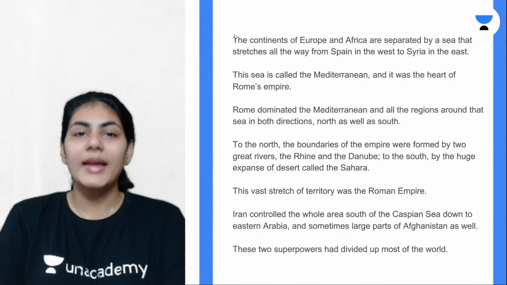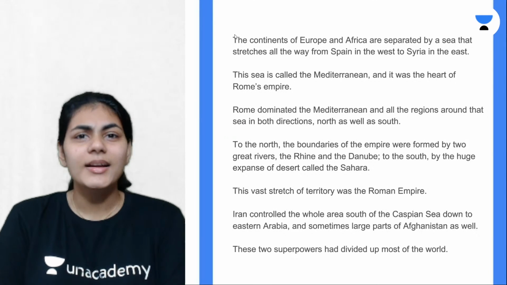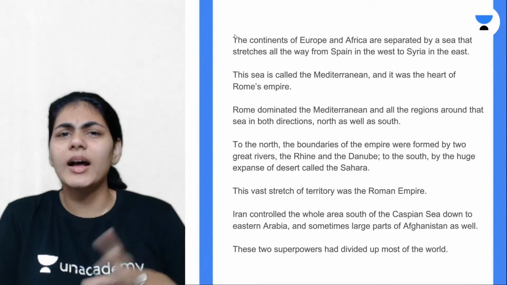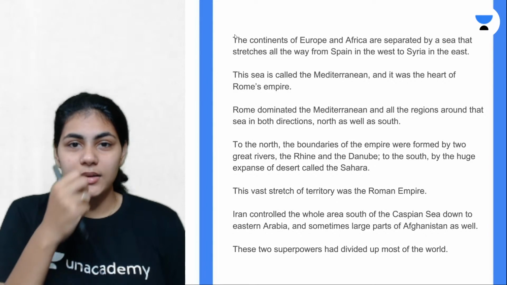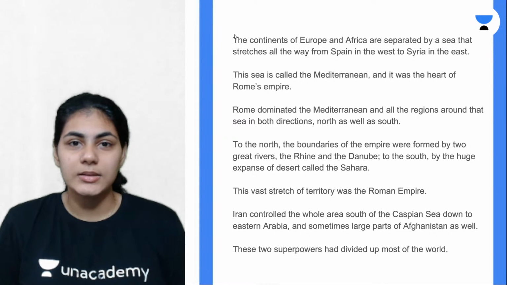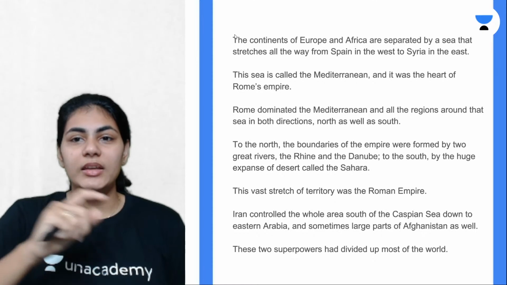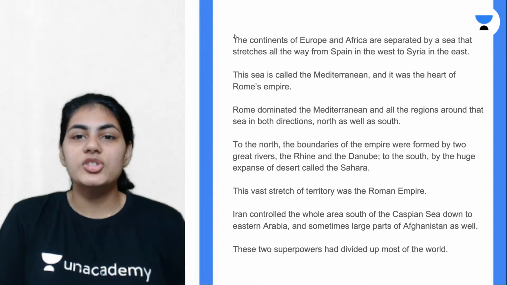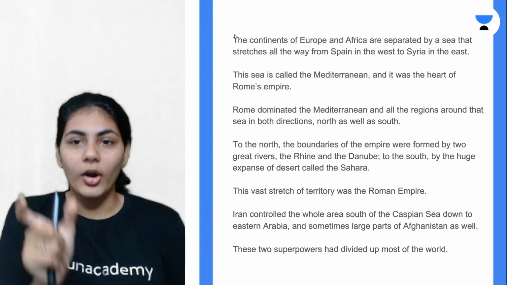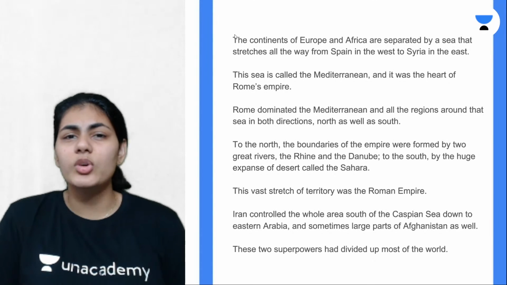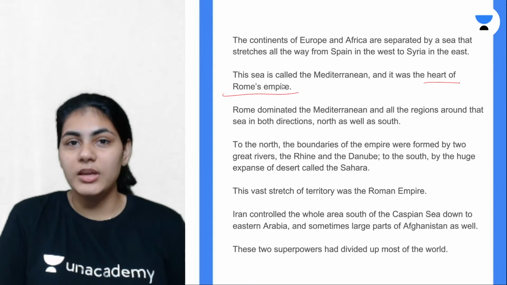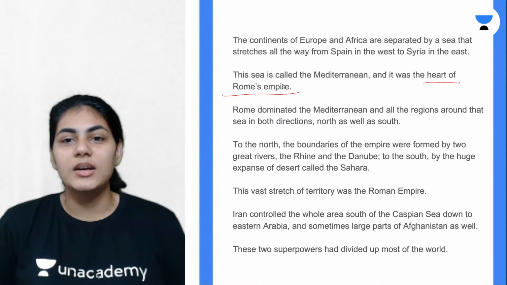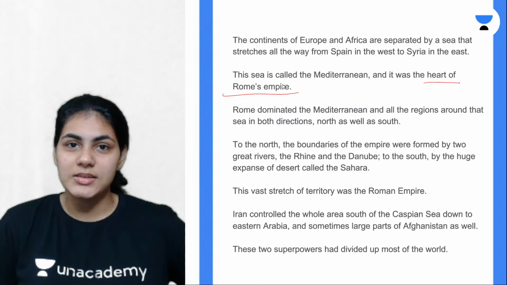Again, just to give you a broad geographical idea regarding the continents of Europe and Africa, right? Again, just imagine the world map in your head, locate Europe, locate Africa, or if you have a textbook in front of you, open that and see where Europe and Africa are. So obviously they are separated by a sea that stretches all the way from Spain in the west to Syria in the east, right? All of that water body in between is called the Mediterranean Sea, which is very, very important and is often regarded as the heart of Rome's empire.